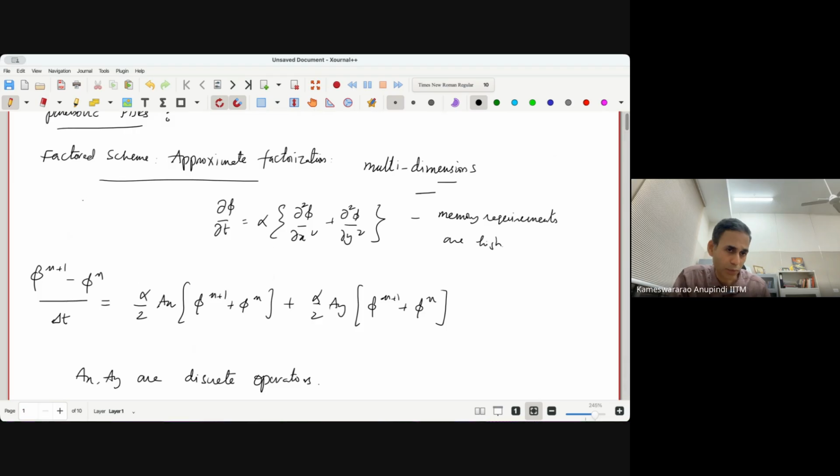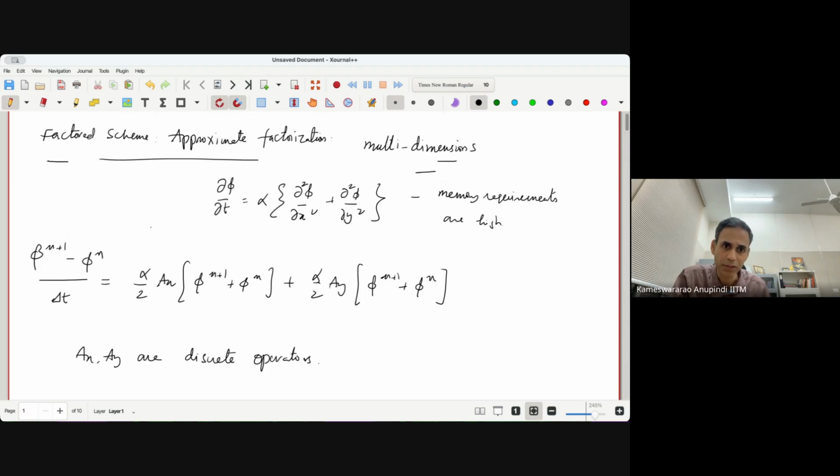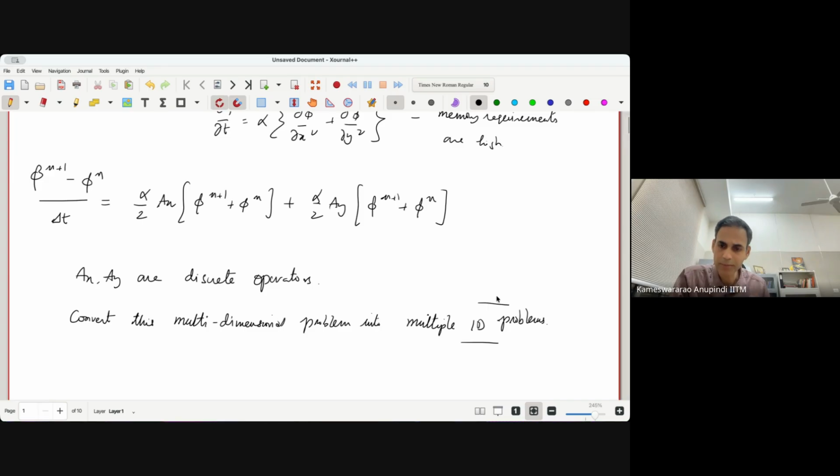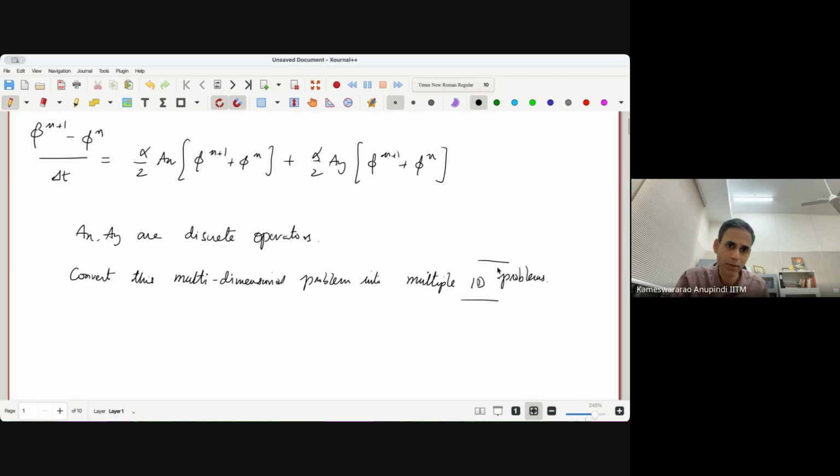Okay, they are discrete differential operators. What we would like to do in the approximate factorization is convert this multi-dimensional problem into multiple one-dimensional problems, because solving one-dimensional problems is much easier compared to a multi-dimensional problem. Okay, so that is the idea.